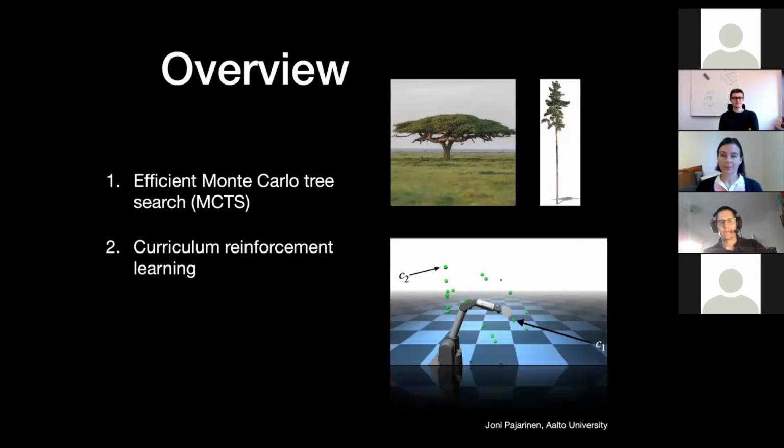The second topic is curriculum reinforcement learning. Curriculum learning just means that you start from an easy task and then go towards a harder task, and this makes the learning easier. This is also what humans often do: they start with something easy and then progress to harder challenges.